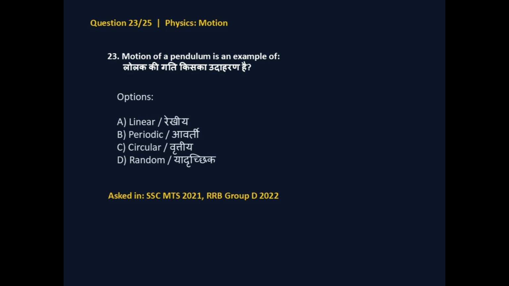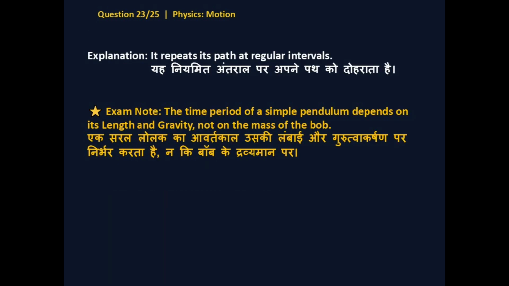Question number 23. Motion of a pendulum is an example of. Answer is periodic motion because it repeats its path at regular intervals. So here comes an exam note. The time period of a simple pendulum depends on its length and gravity, not on the mass of the bob.